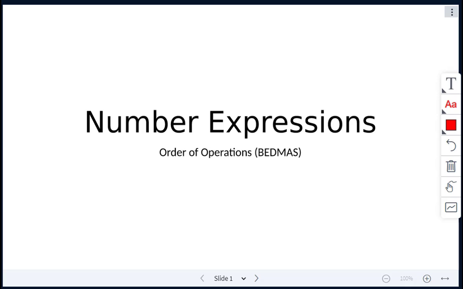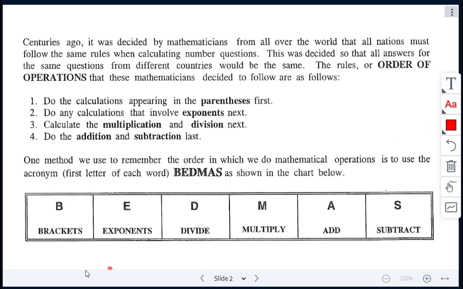Okay, today's lesson is on order of operations, which you would also know as BEDMAS. So what happened was centuries ago, mathematicians all over the world decided that we need to follow the same rules when we're calculating number questions. So it was decided all over the world that all answers for the same questions from different countries would be the same. So these rules, or order of operations, were the rules that all mathematicians decided to follow.